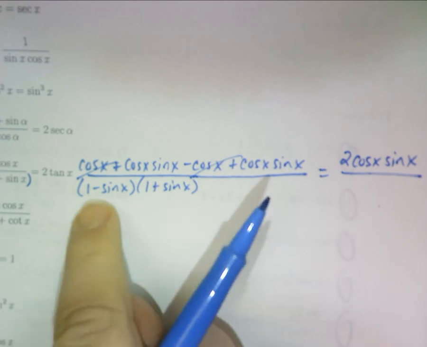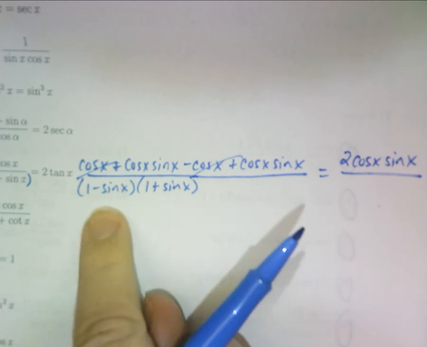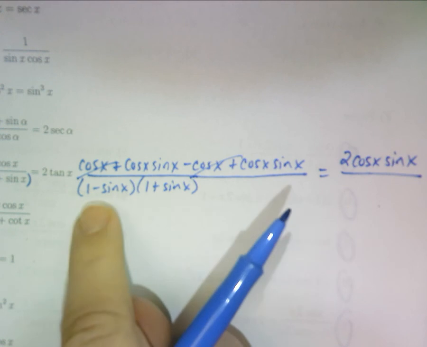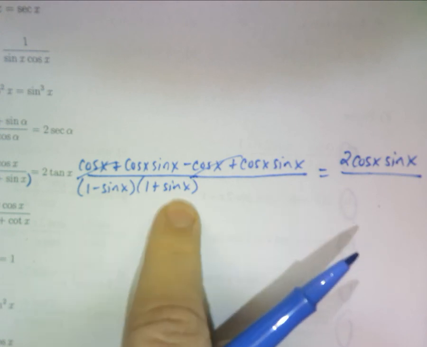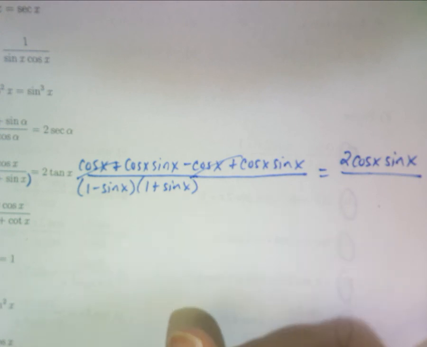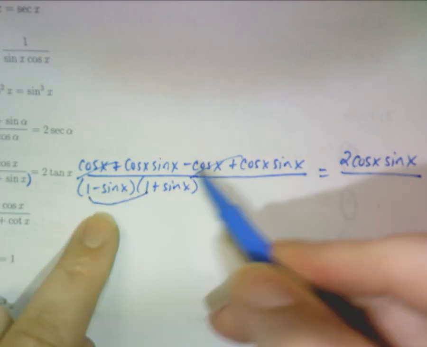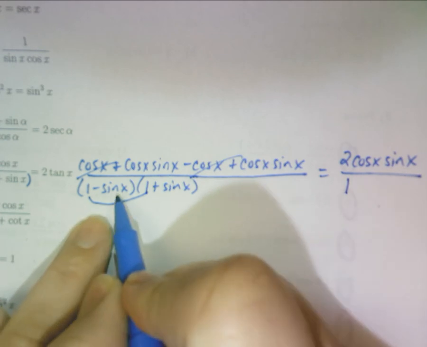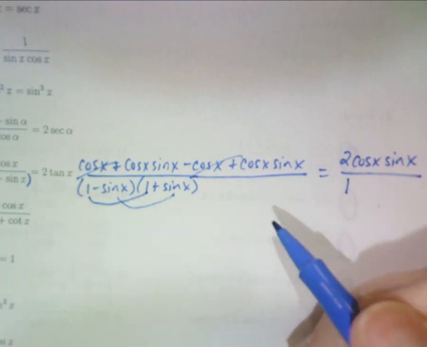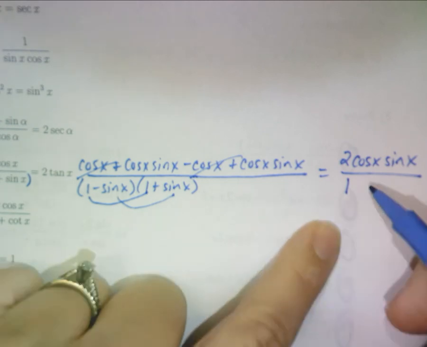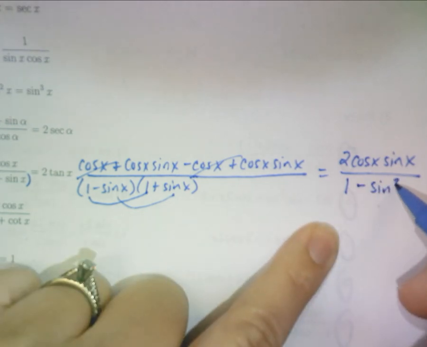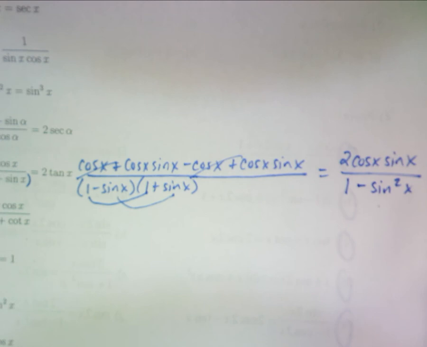What do I do here on the bottom? Well, doesn't this look like conjugates, right? They're the same thing except a plus and a minus in the middle. So what do you do with conjugates? You FOIL them, and what happens to the middles? They cancel out. So just do 1 times 1, 1, sine times sine. What's sine times sine? Sine squared. So 1 minus sine squared x, not sine x squared, sine squared x.